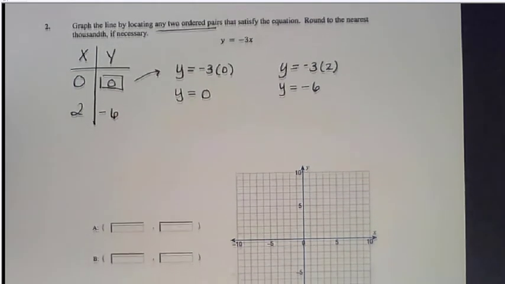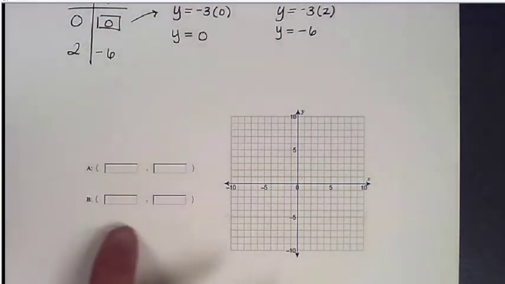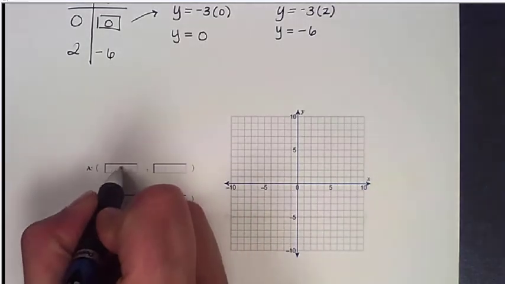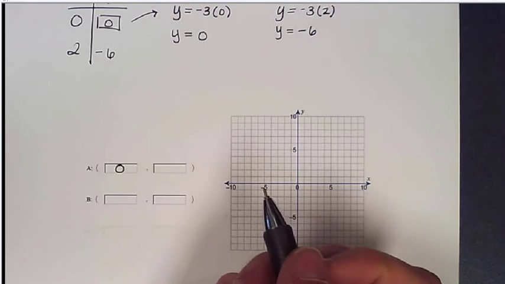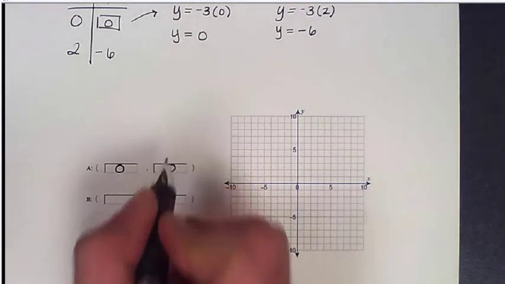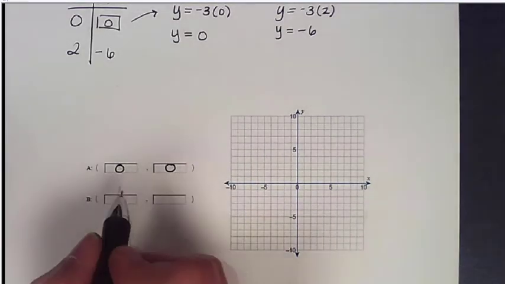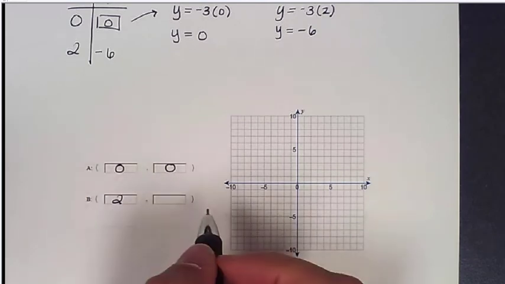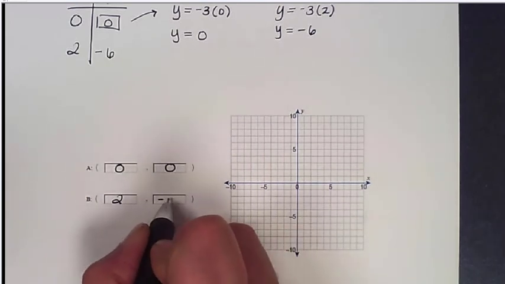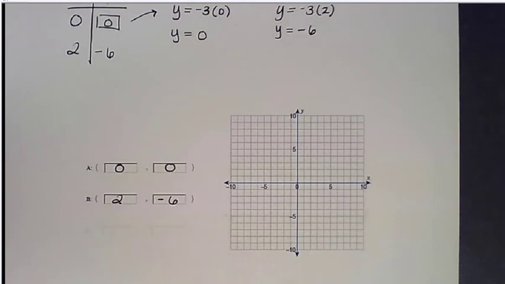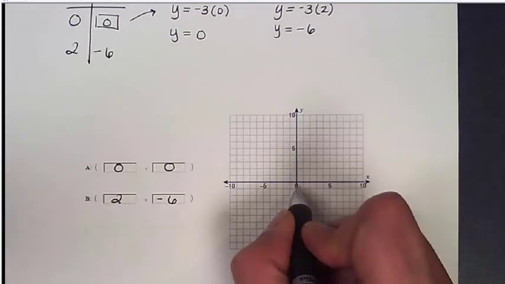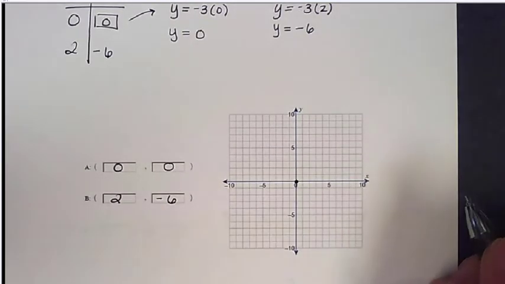Again, when you do your homework, what it's going to look like is you'll have your A and B boxes here. So remember, we picked x to be 0, and we found that y was 0. And then we picked x to be 2, and we found y to be negative 6. And we're just going to graph these 2 points. So again, 0, 0, here's right at the origin.